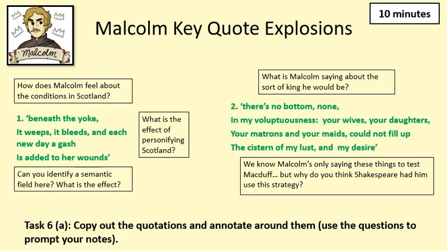In this quote, Malcolm is talking about Scotland. He's increasingly worried that Scotland is falling further into Macbeth's tyrannical rule, and he's almost speaking about the country as if it's injured. I'd like you to think about the effect of personifying Scotland. Why does Shakespeare decide to do that? And if you can identify a semantic field here, it would make your response even stronger.